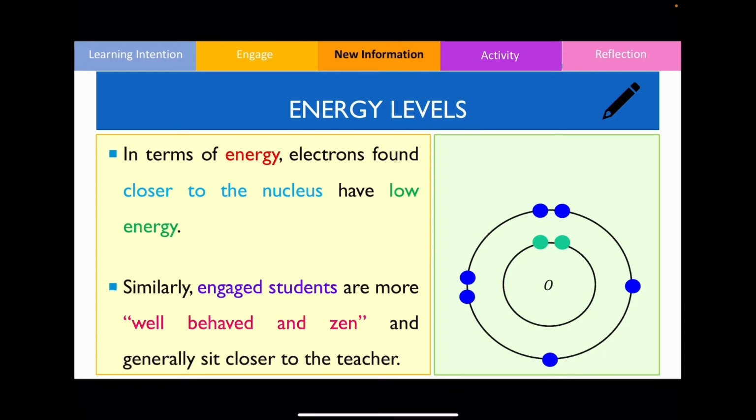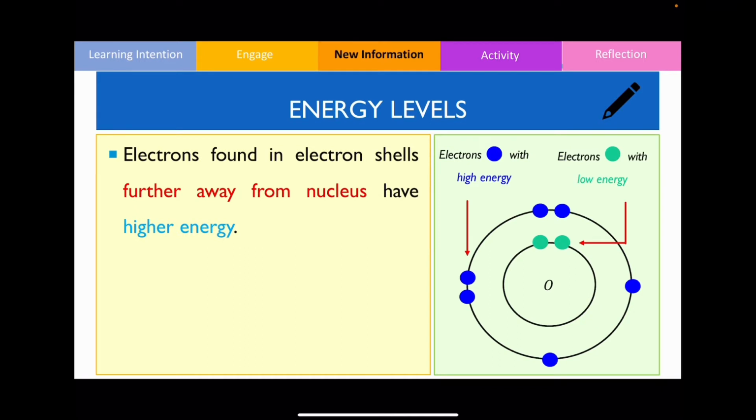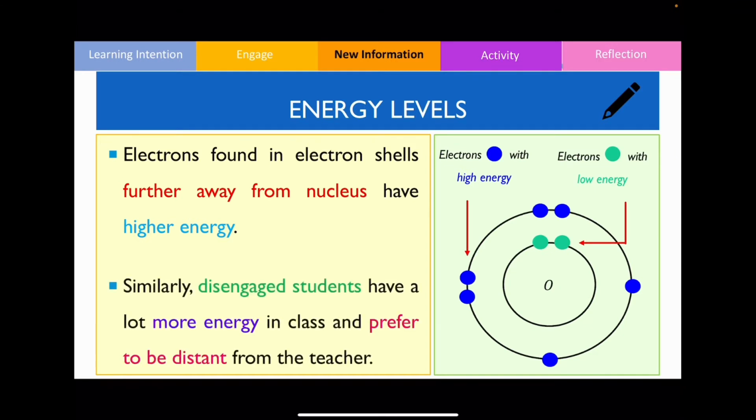So in this example on the right-hand side, electrons found in the first shell will have very low energy compared to the electrons found in further electron shells. In contrast, the electrons that are found further away from the nucleus tend to have a lot higher energy. Similarly, in the analogy, disengaged students tend to have a lot more energy, a lot more disruptive energy, and thus are positioned away from the teacher.